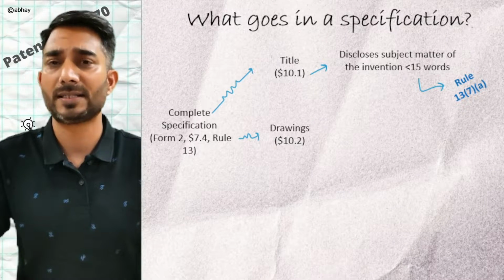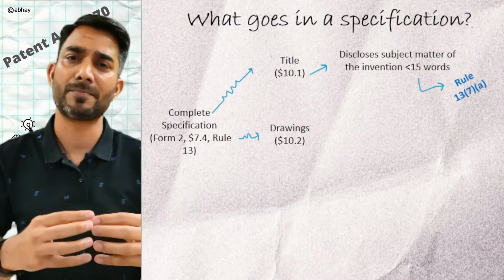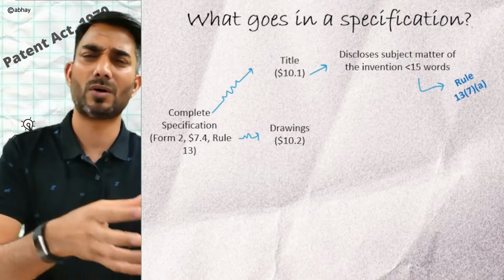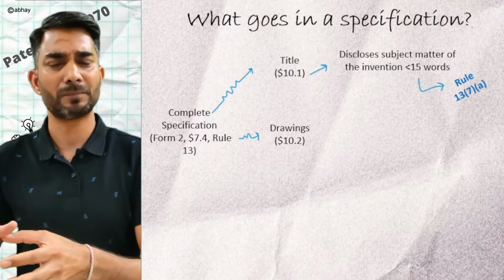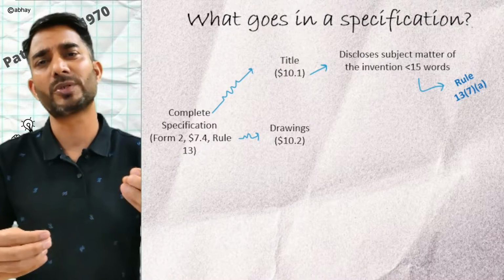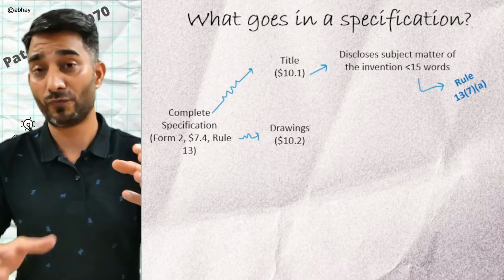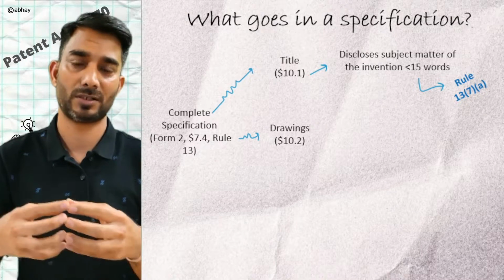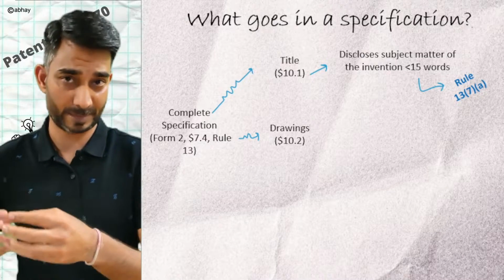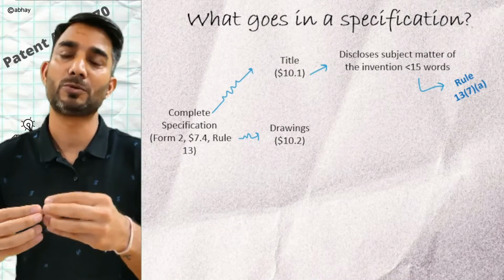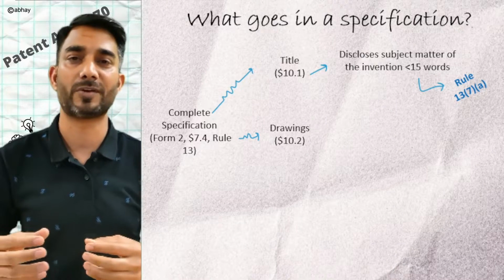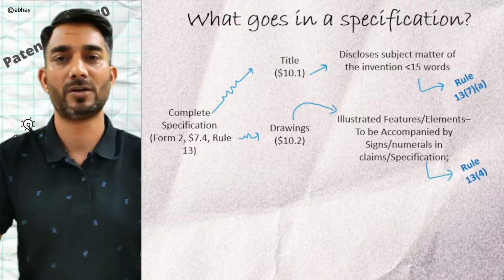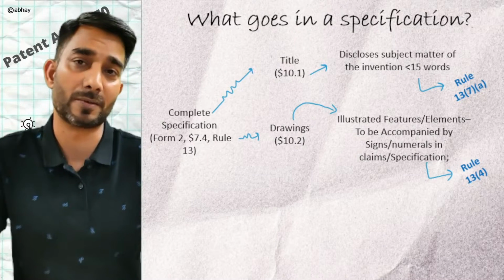Another requirement is that most of the times drawings depict method or system components, and these components are usually numbered. Now, when you refer to the same component in the specification, the same number should be carried forward through the specification, including the claims. So the numerals should be carried forward through the specification.